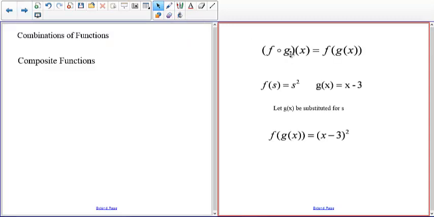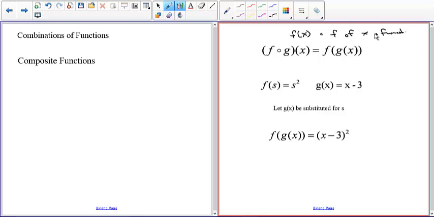So there are a couple of ways of writing composite functions. But remember, when we have a function, just a function by itself, f of x, what do we say? We say f of x, or function. It's a function of the variable x. Okay, so that's what f of x means.